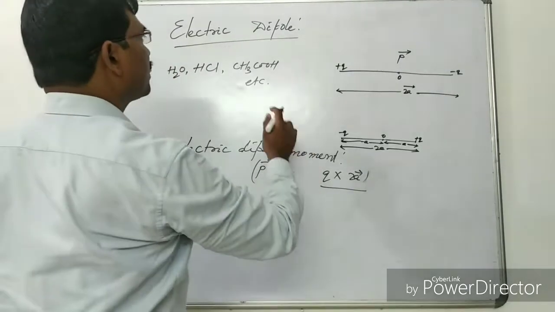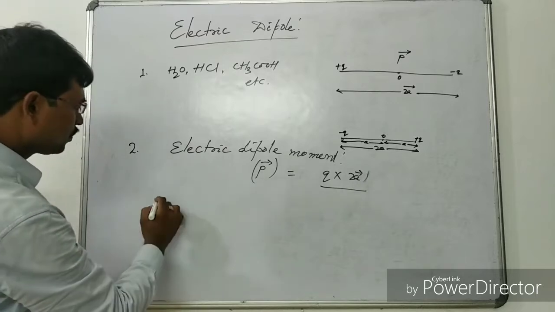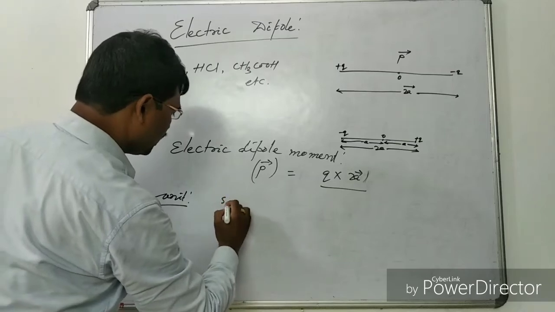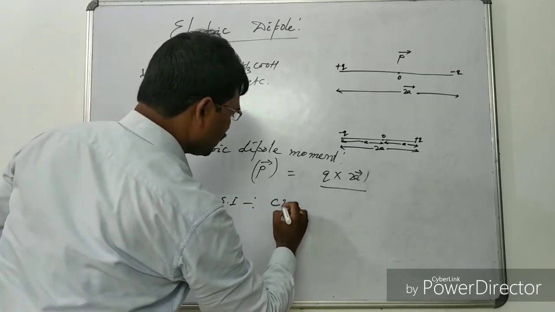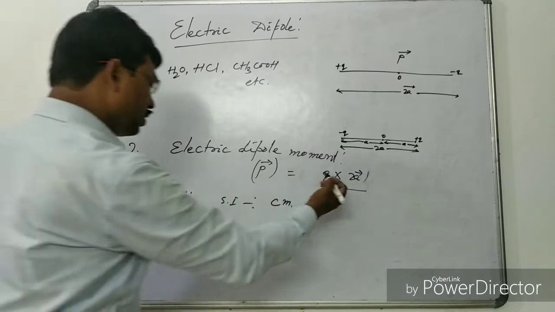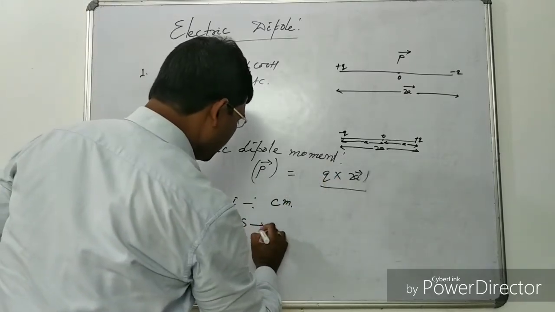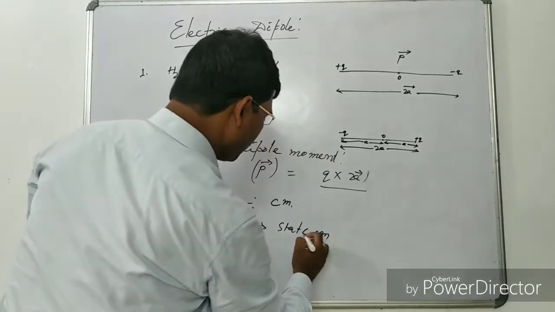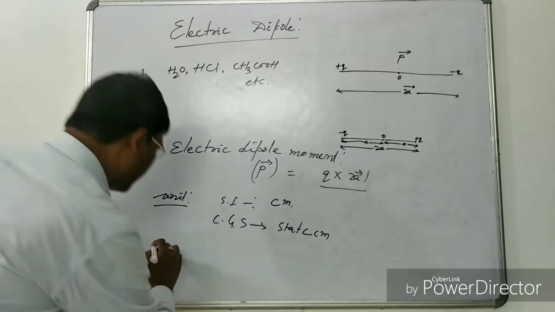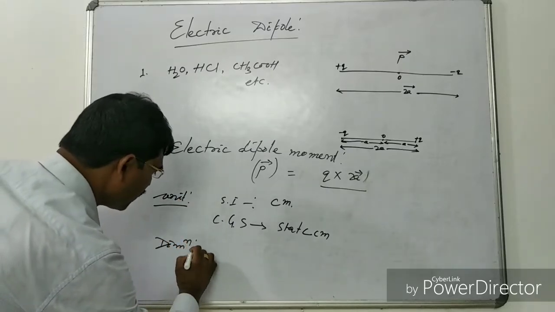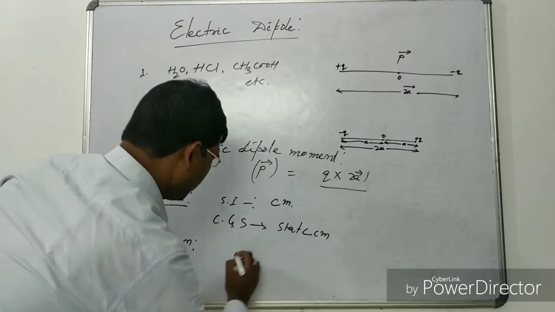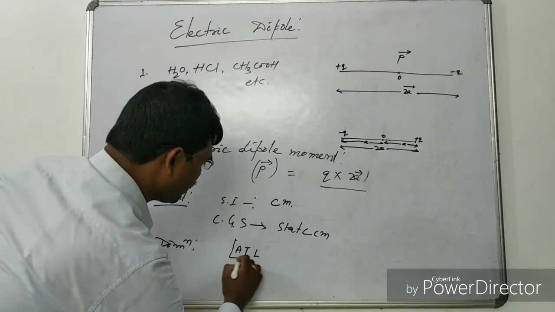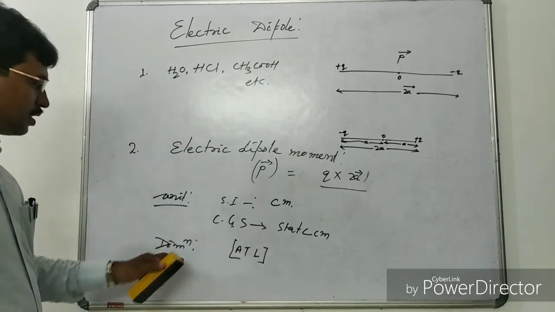So what are you getting? Here the SI unit is coulomb into meter. The CGS unit is statcoulomb into centimeter. So the dimension is Q, where Q is AT, then the distance is L. So you can write the dimension.